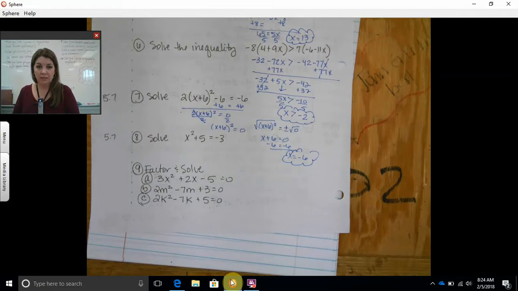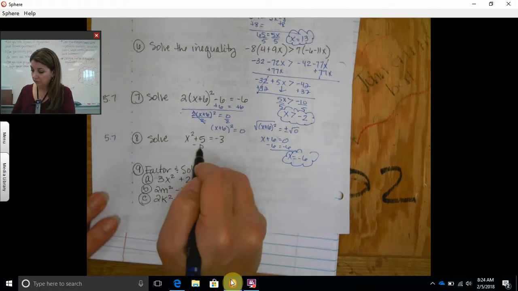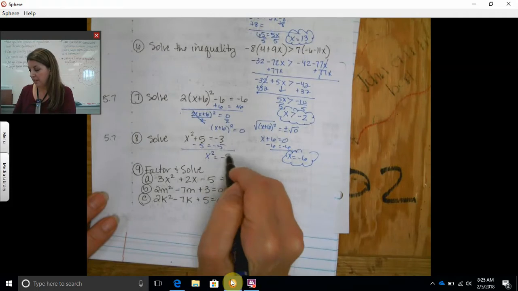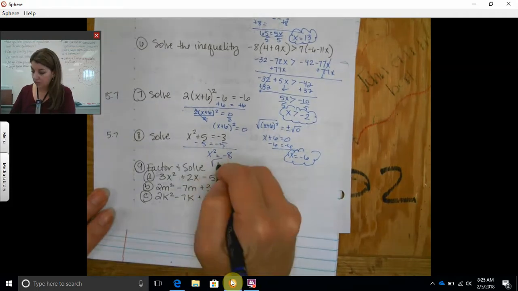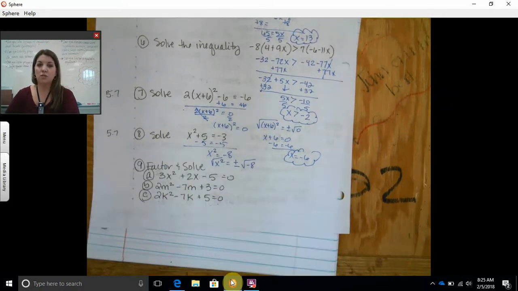Number 8, I still have an x that's being squared. It's not in parentheses, but what should I do to start this problem? So x squared equals negative 8. Square root both sides. Remember to take the positive, negative square root. What's the square root of a negative number?